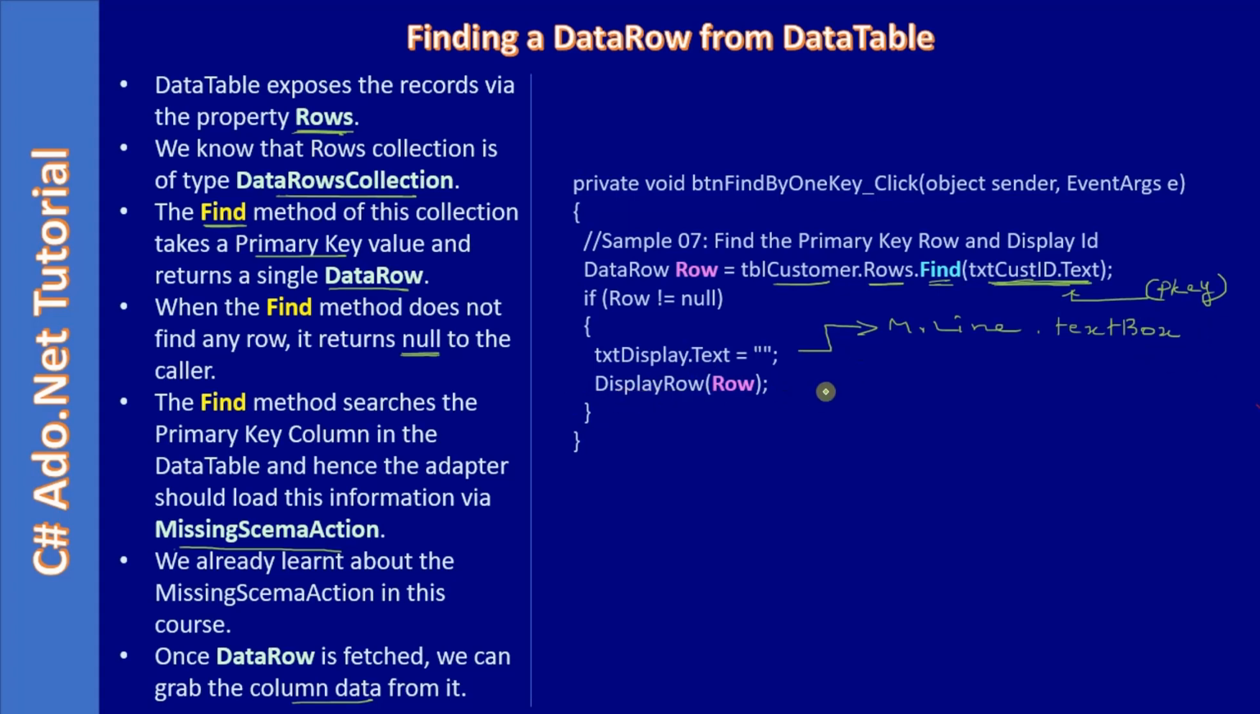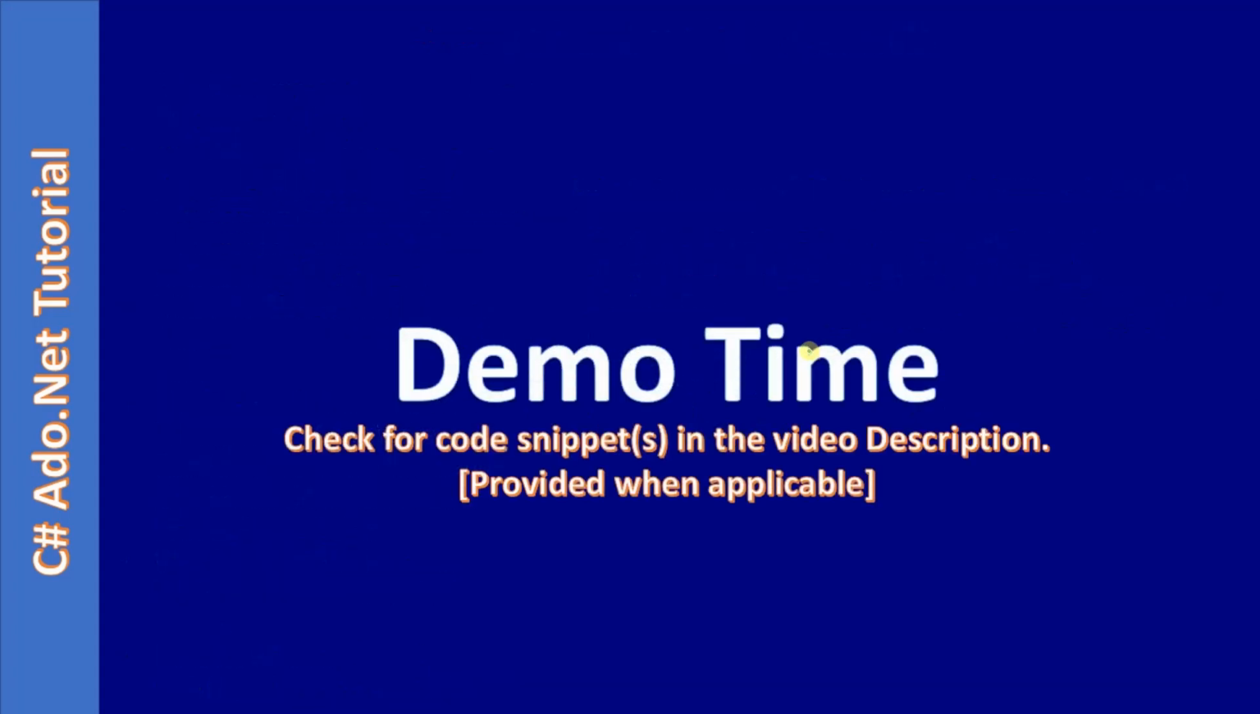So display row is our custom method. This custom method we will write when we go to the demo, and this takes a data row and passes the rows component and displays the content in the multi-line text box. That's all here in the theory part. Now let's go to the demo.